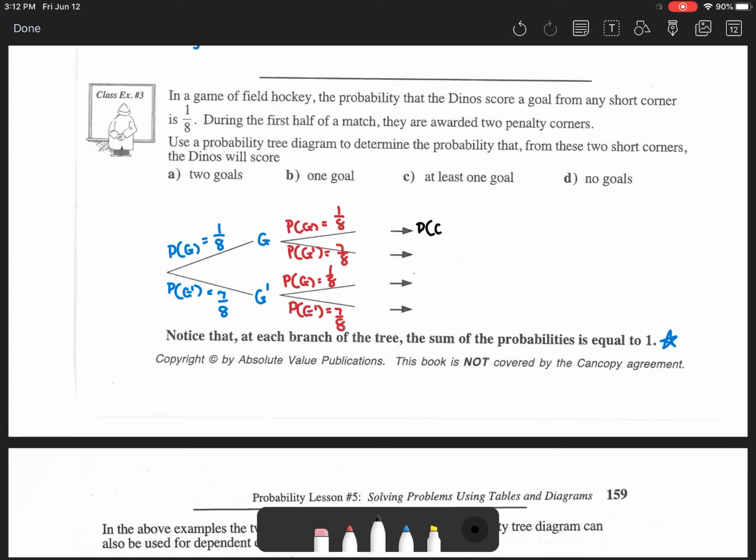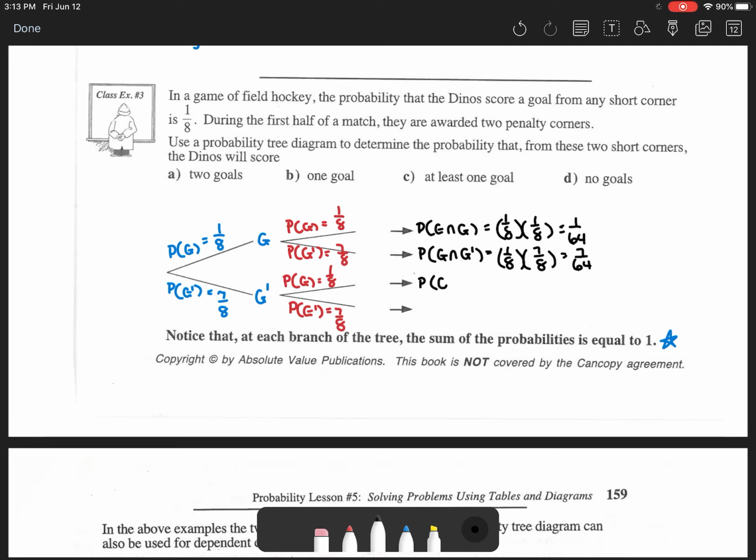So the first path here would be the probability of scoring a goal and scoring another goal, right? G and G, goal and goal. So that would just be 1/8 times 1/8. This time we're using fractions as opposed to decimals like above. So this is just 1/64, isn't it? Okay, 1/64. This next path would be the probability of scoring a goal and then not scoring a goal. So this would be 1/8 for the goal times 7/8 when not scoring a goal. So you multiply those together, that's 7/64.